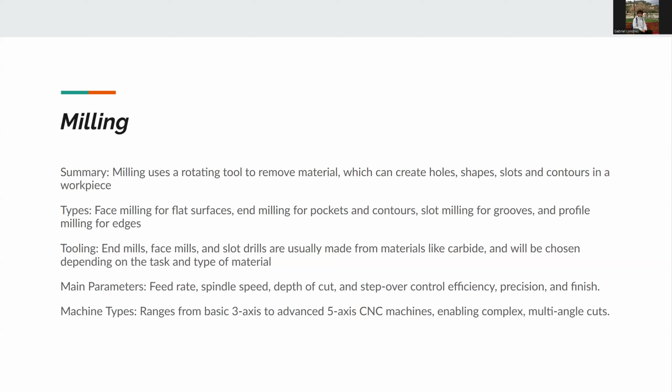So different tooling for a mill are end mills, face mills, and slot drills, and these are usually made from materials like carbide, and they will be chosen depending on the task and the type of material you are milling. The main parameters for milling are feed rate, spindle speed, depth of cut, and step over, which control efficiency, precision, and finish. And then there are many different milling types, ranging from 3-axis to 5-axis, which enables very complex cuts.